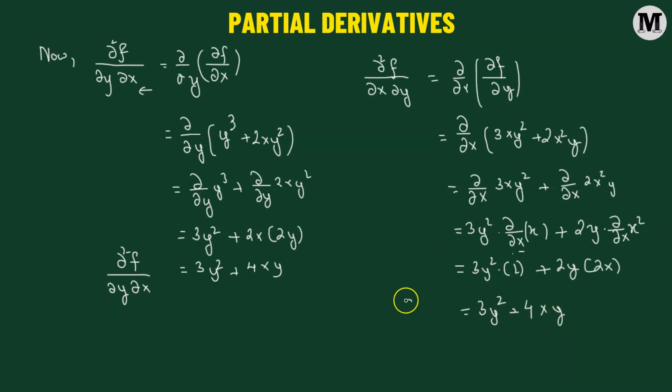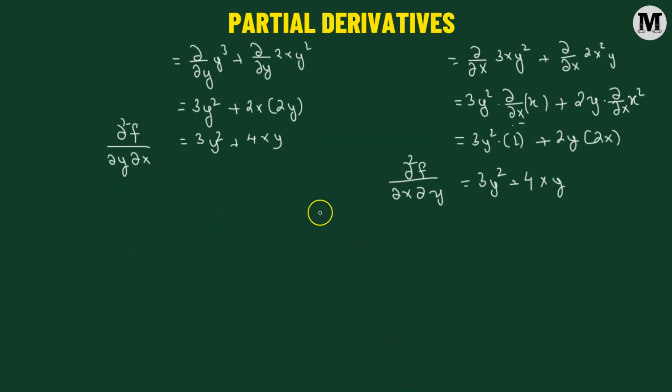So this is going to be the value of the second partial derivative of our function f with respect to y first, followed by x. Now clearly we can observe that our problem is solved. We were asked to obtain the value of these two partial derivatives. Now here we can see that the second partial derivative of f with respect to x followed by y is exactly equal to the second partial derivative of f with respect to y, then x.